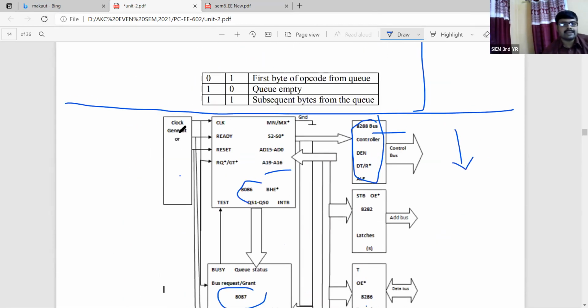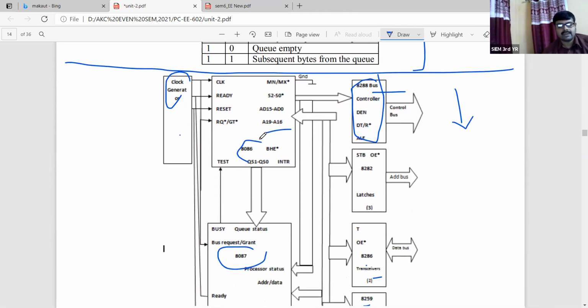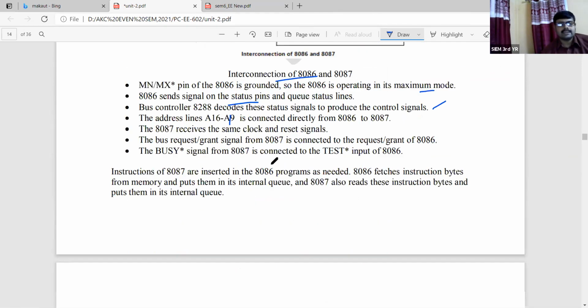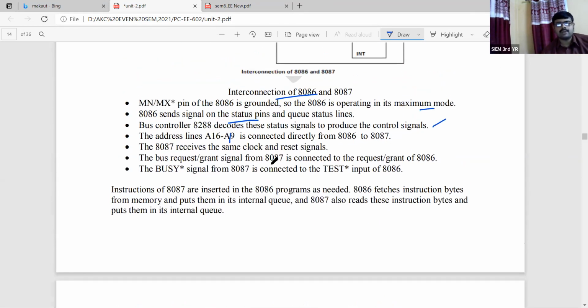The 8087 receives the same clock and signals. As I mentioned at the initial portion regarding the clock generator, this is a synchronous type of operation. The same clock will be given to the 8086 as well as the 8087, no separate clock. The same fixed clock frequency will be provided to both. That is an important point, because two different processors are going to be operating simultaneously, so that is a type of synchronous operation.